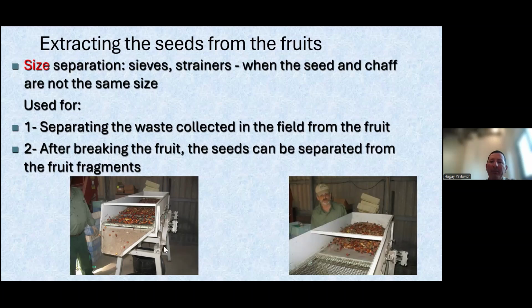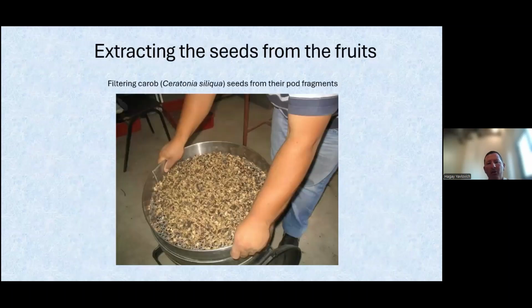And there are many machines in the market that are actually kind of strainers that are shaking, and then you have separation by size. For example, this machine in the picture. And of course, there are many kinds of separation by hand.